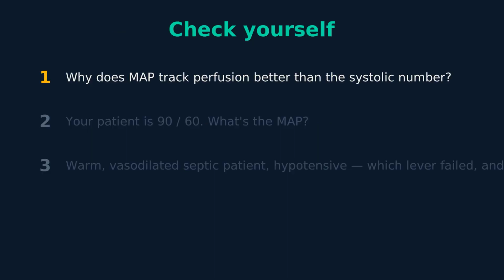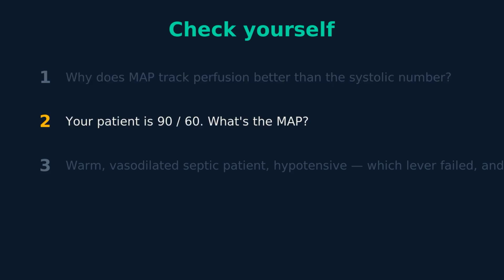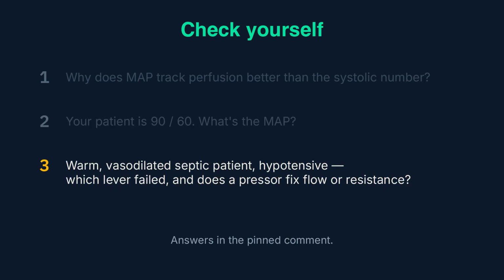3 questions. Say them out loud. 1. Why does MAP track perfusion better than the systolic number? 2. Your patient is 90/60. What's the MAP? 3. A warm, vasodilated septic patient is hypotensive. Which lever failed? And when you hang a pressor, are you fixing flow or resistance?